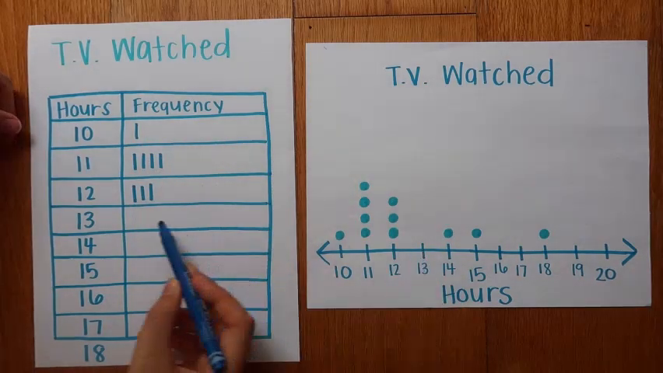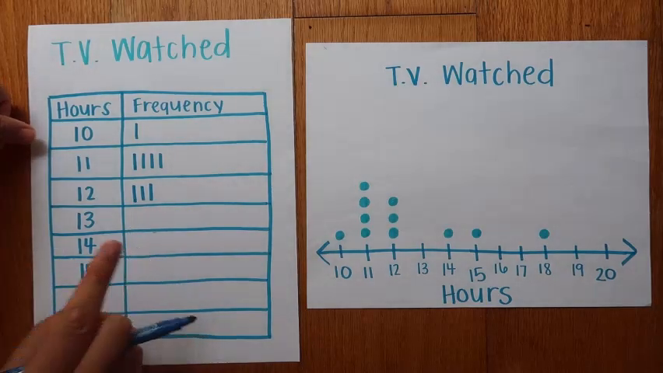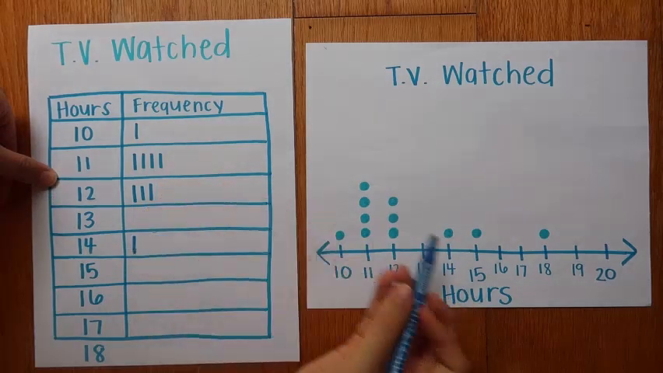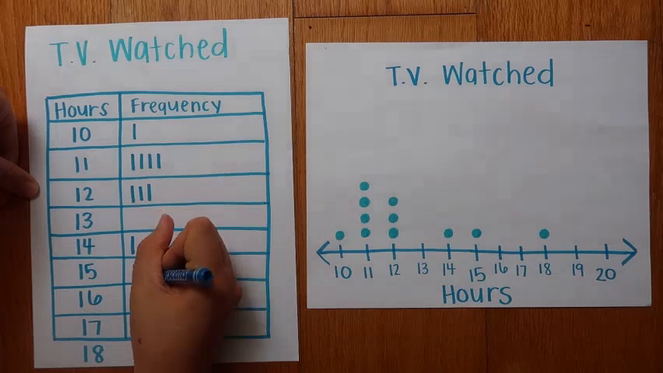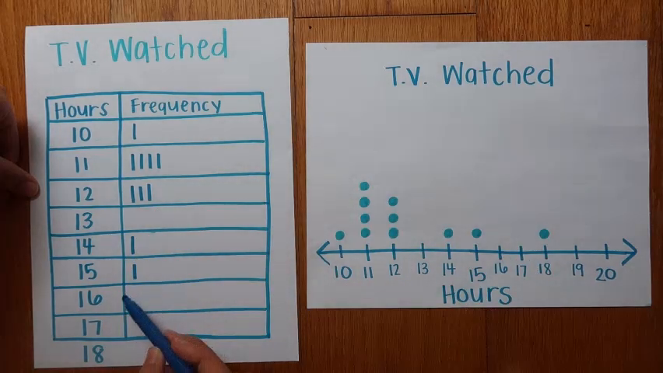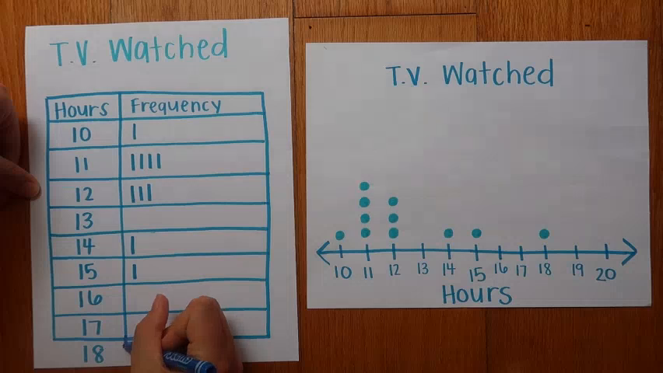I can skip 13. I do not put any tallies here. I also do not put a 0. I just leave it blank. 14 has one tally. 1 dot, 1 tally. 15 has 1 dot, so that's 1 tally. 16 and 17 I can leave blank. Again, I do not write 0. I just leave it blank. And then 18 has 1 tally as well.